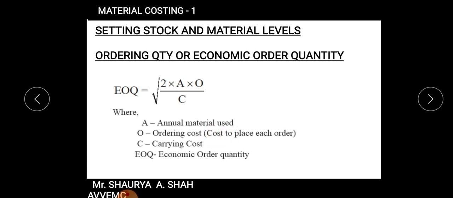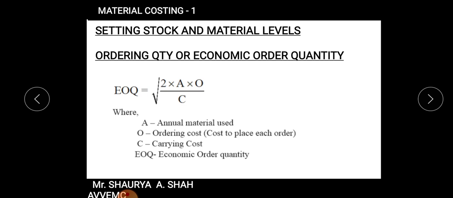So what is the formula, students? Once again, EOQ is equal to under root 2AO upon C. I hope it is clear. Fine. So this formula is very much important for your short sums also. What will university sums demand from you? They will give you certain information and certain information will be missing. Either EOQ will be missing, or your annual carrying cost will be missing, or your material will be missing. So you need to calculate on the basis of this formula. You need to remember it. The easiest and the most scoring.